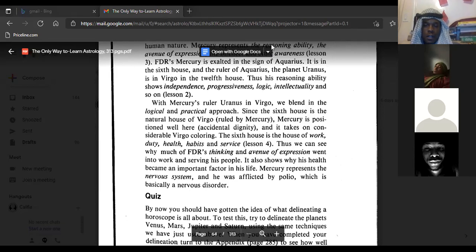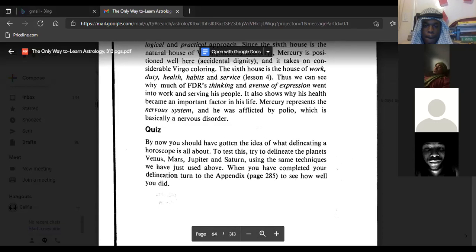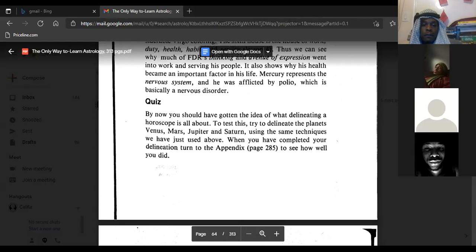Quiz. By now, you should have gotten an idea of what delineating a horoscope is all about. To test this, try to delineate the planets Venus, Mars, Jupiter, and Saturn using the same techniques we have just used above. When you have completed your delineation, turn to the appendix on page 285 to see how well you did.